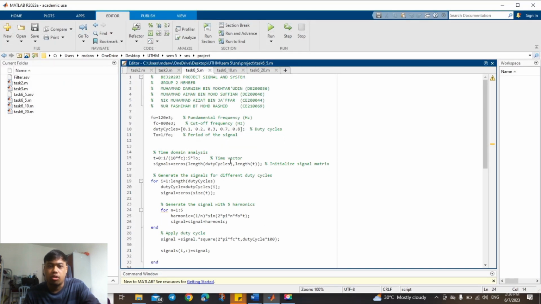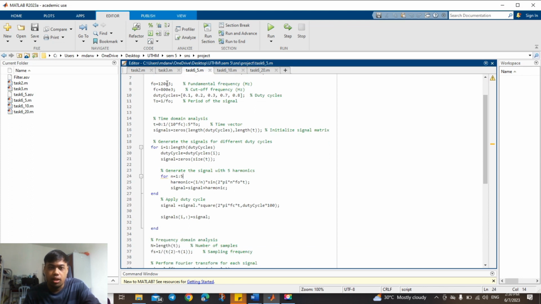So this is our coding for 5 harmonics. We have F0 is 120 kHz and FC is 800 kHz. So this is the duty cycle. We need to search for 0.1, 0.2, 0.3, 0.7 and 0.8. This one is 0.1 for the 10%, 0.2 for 20%, 0.3 is 30%, 70% and 80%. So this is the formula for T0, which is 1 over F0 for the period of the signal.